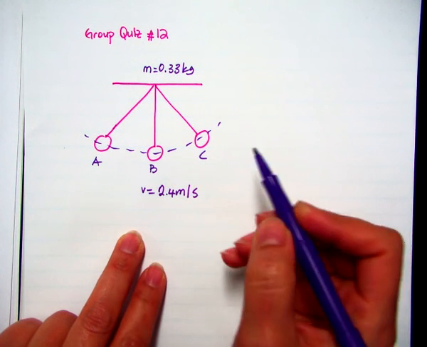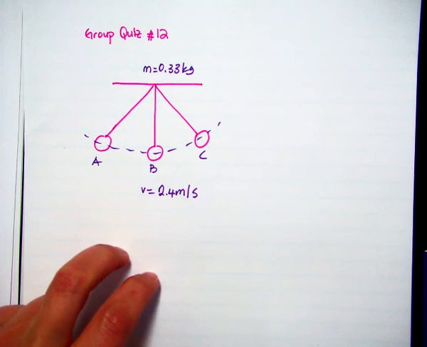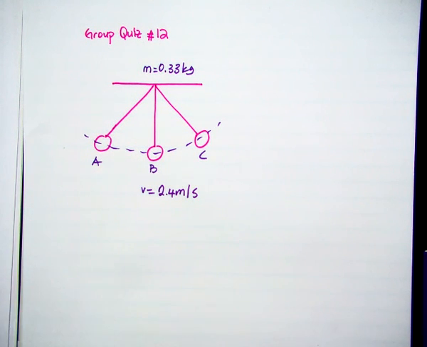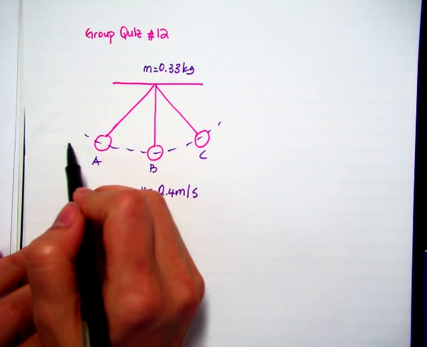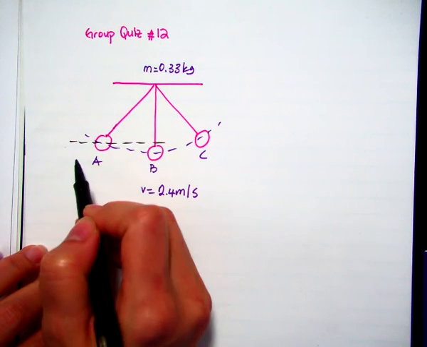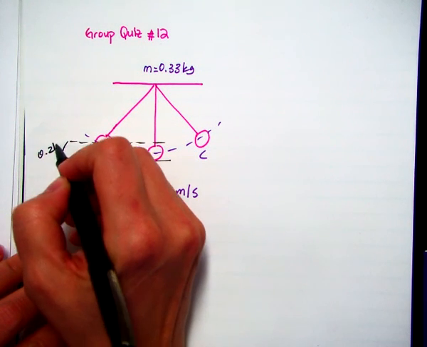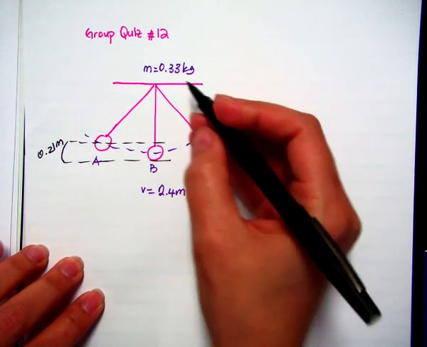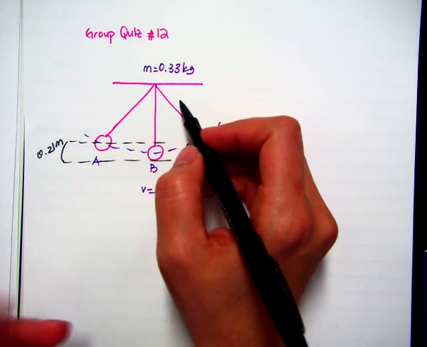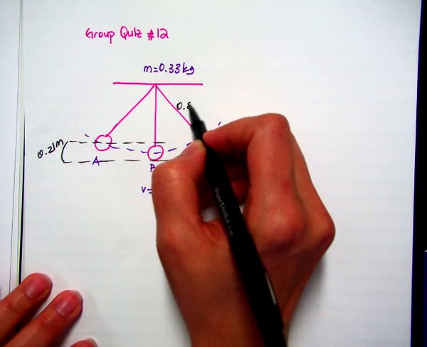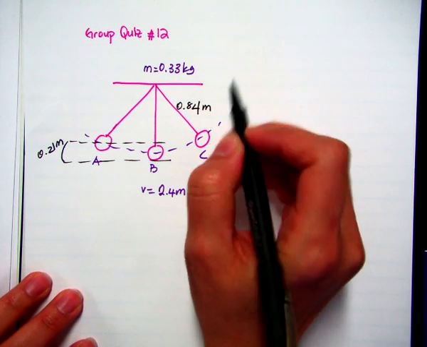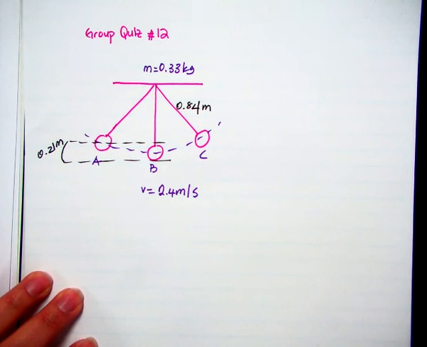There are a few things it is missing on this worksheet. You have to add on your worksheet. The first thing, between A and B, the height is 0.21 meters. And the other thing is the length of the string is 0.84 meters. Please add on that. Now we are ready to solve the question.